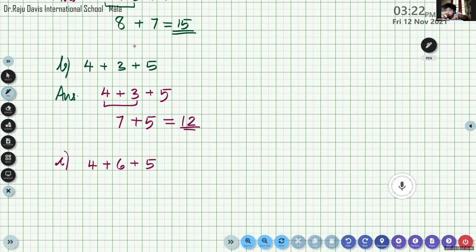4 plus 6 plus 5. Question C you are asking. Jennifer, next question? Is it C? No, D. Up to C only today. So, did you complete the answer? 4 plus 6 plus 5? Yes, the answer is 15. Very good. Option C. Not option, question C. 4 plus 6 plus 5.